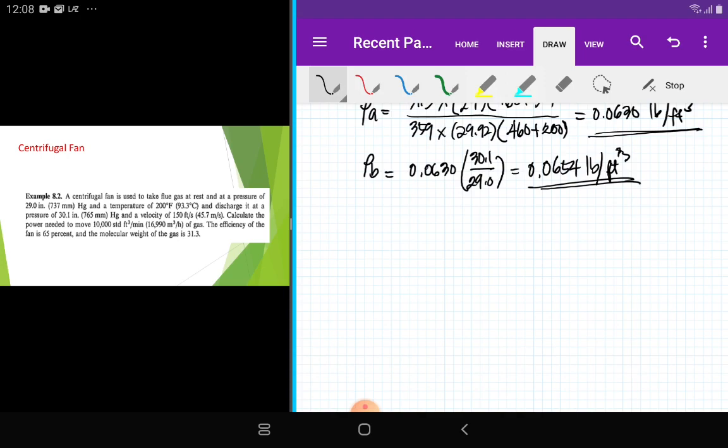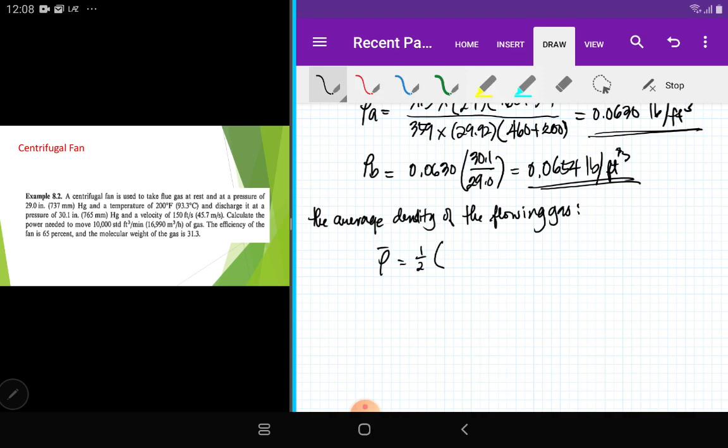After which, we have to calculate the average density of the flowing gas. The average density of the flowing gas is equivalent to one half of the summation of the two densities. So we have 1/2 of 0.0630 plus 0.0654. This is simply equivalent to 0.0642 pounds per cubic feet. After that, we calculate the mass flow rate.